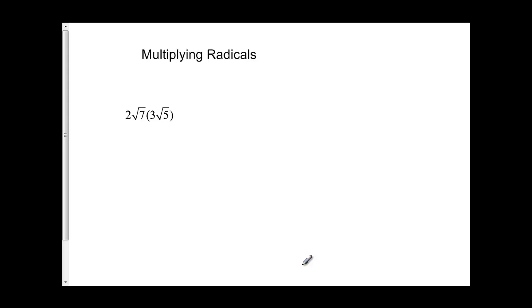This section deals with how we multiply two radicals together. The two radicals we're going to start with are 2 root 7 and 3 root 5. Now, when I multiply radicals together, I can multiply the numbers, or the coefficients, together. So 2 times 3 is going to give me 6. And once I've done that, then I can multiply the two radicals together. So root 7 times root 5 is going to give me root 35.